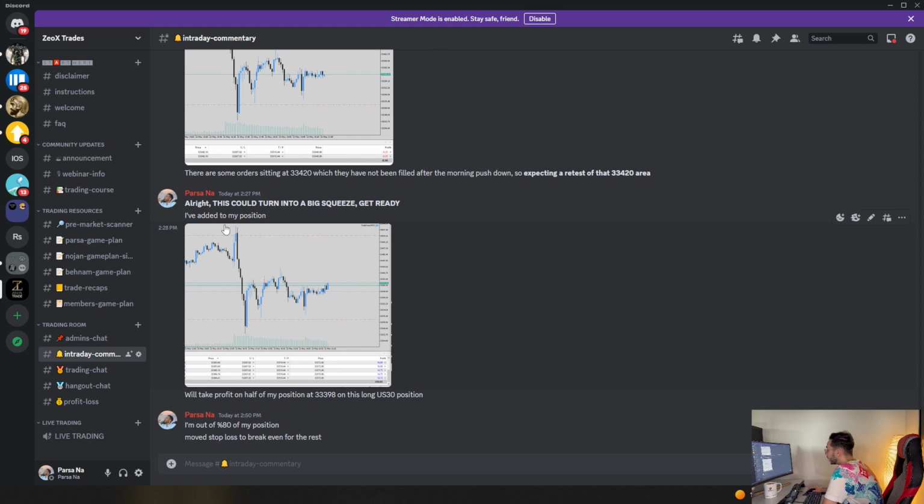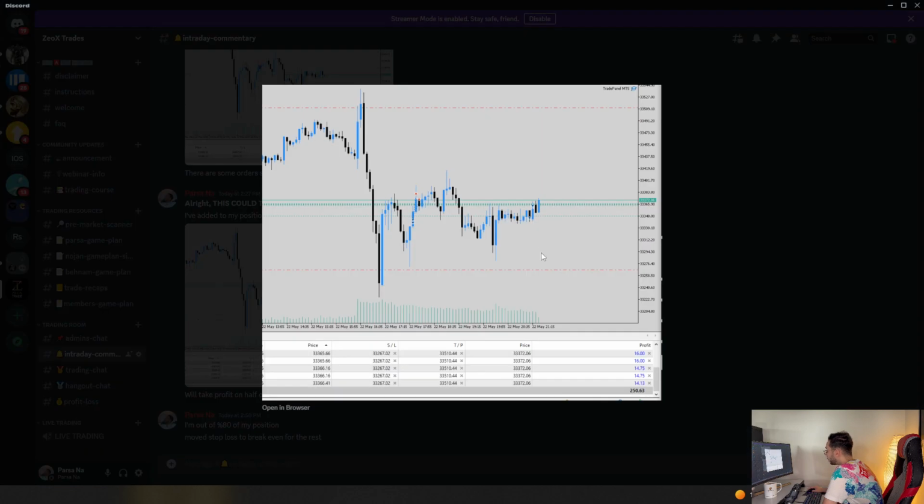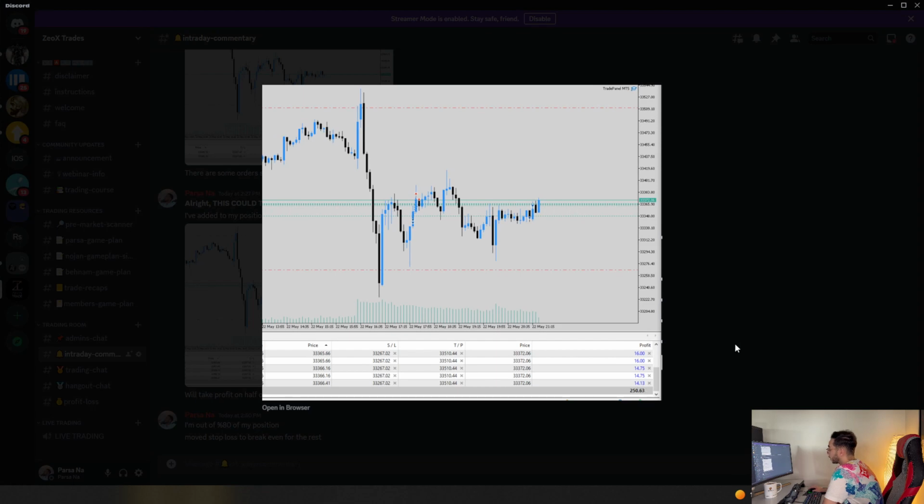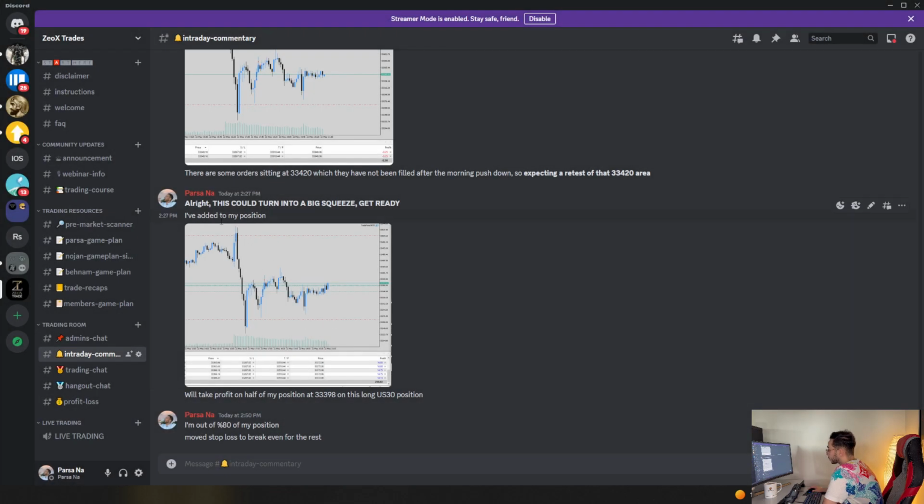And then when I saw this move up, getting close to the supply zone, and I was watching the tape, and the buyers were getting aggressive at this area, so I added to my position. And as you guys can see, I got in with more lots on this US30 when I had the confirmation, and in this screenshot we're up $250. So I mentioned, all right, this could turn into a big squeeze, get ready, and I've added to my position.